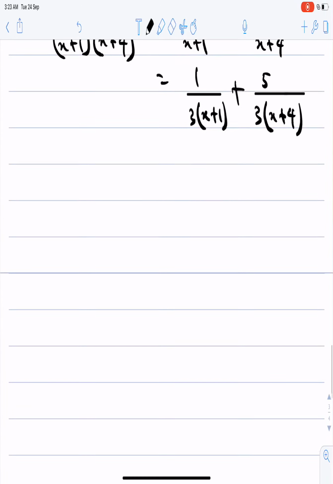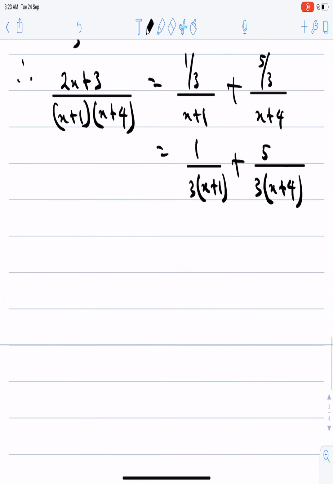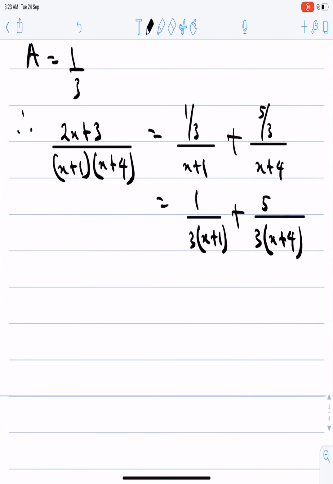If you use the method of comparing coefficients, you get the same answer. So I hope you enjoyed the video and understood the concepts. It's just as simple as that. And we continue.